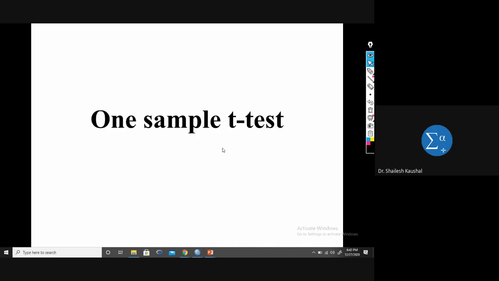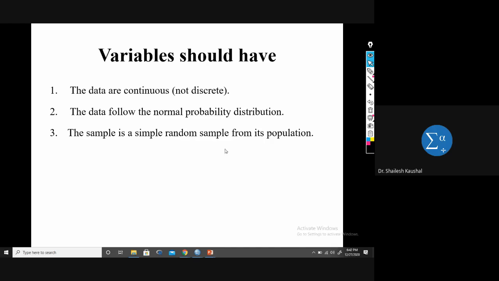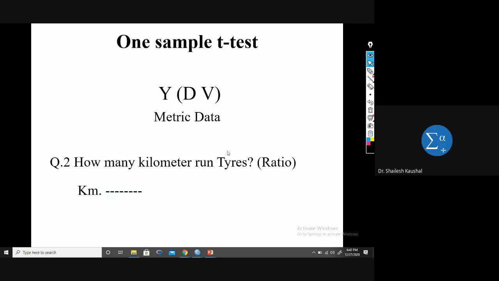Okay, so here I am taking the one sample t-test. This is my one sample t-test. In this one sample t-test, I am taking only one variable, because its name is one sample t-test. So my question is, in this case study, how many kilometers do the tires run?